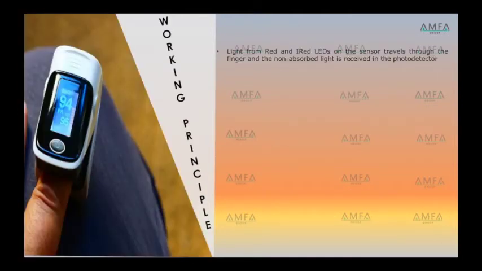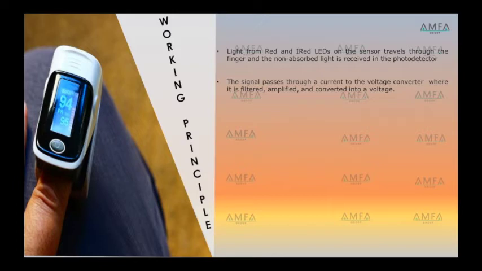So the light from the red and infrared LEDs on the sensor travels through the finger, and the non-absorbed light is received at the other end in the photodetector. This light reception will vary based on the oxygenated hemoglobin and the deoxygenated hemoglobin. The signal passes through a current to voltage converter, where it is filtered, amplified and converted into voltage.